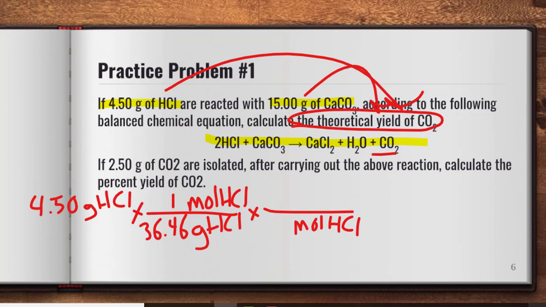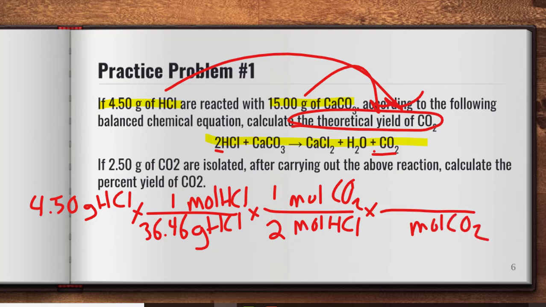We want CO2, so we're going to convert to moles of CO2. Remember, the only way you can change the chemical is from one mole to another. We look at the coefficients of the balanced chemical equation to determine our subscripts, 2 and 1. And our last step here, moles of CO2, and we're going to get that into grams of CO2. Again, you find that information on the periodic table.